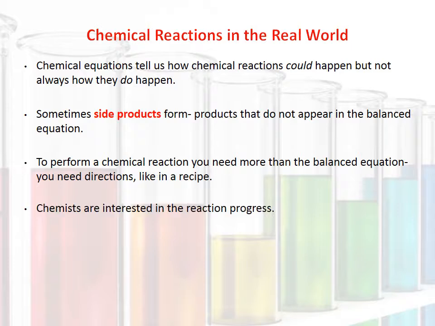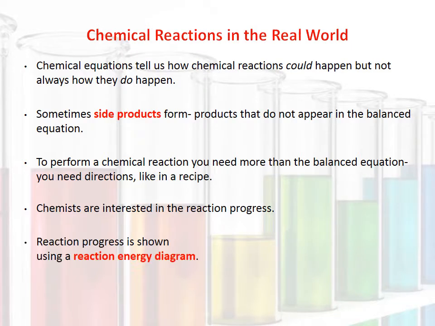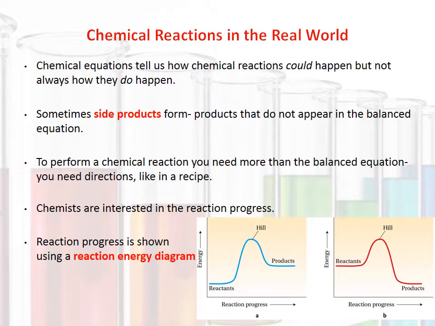One of the things that chemists are interested in is the reaction progress. And that shows how a reaction progresses with time. Reaction energy diagrams, such as the ones shown on the right, basically track the energy in the reaction, with energy on the y-axis and reaction progress, which you can think of as being time, on the x-axis. You can see that the reactants have one energy and the products have a different energy. You can also see that in order to get from reactants at the beginning to products at the end of the reaction, there's an energy hill or barrier that needs to be crossed. And we'll talk about that in just a minute.